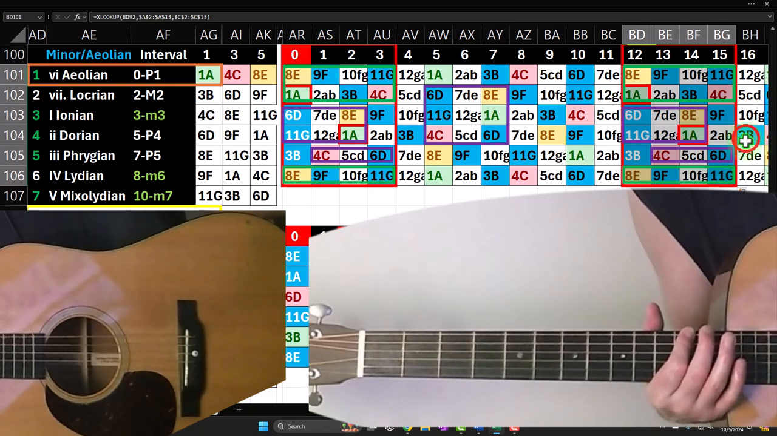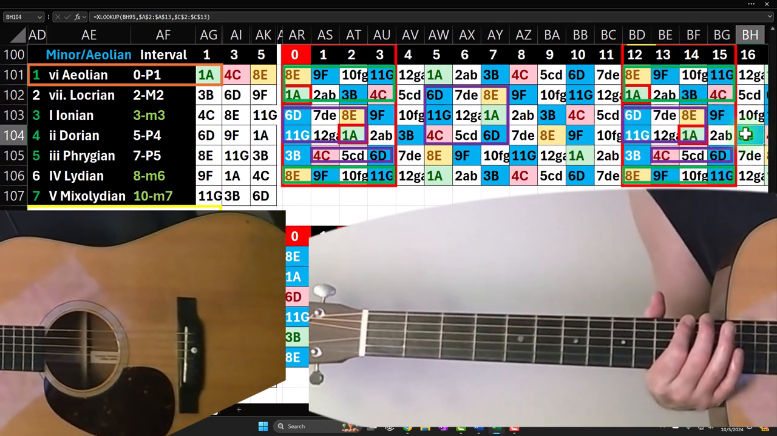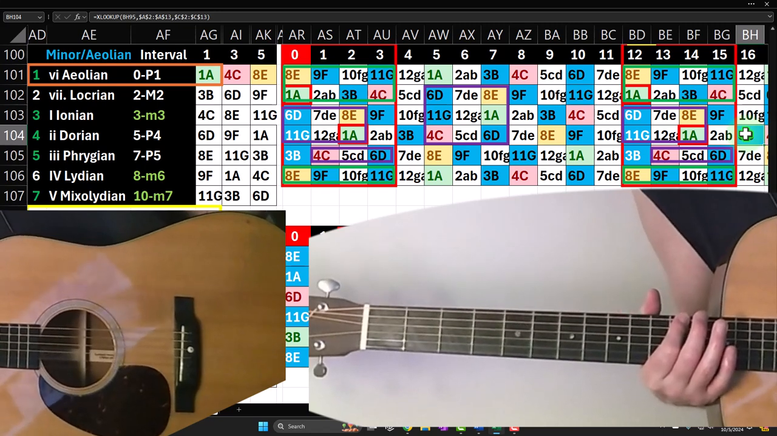But I could have reached up here, right? And if I can imagine, well, what would happen if I reached up there? Well, that would be the three note per string shape.